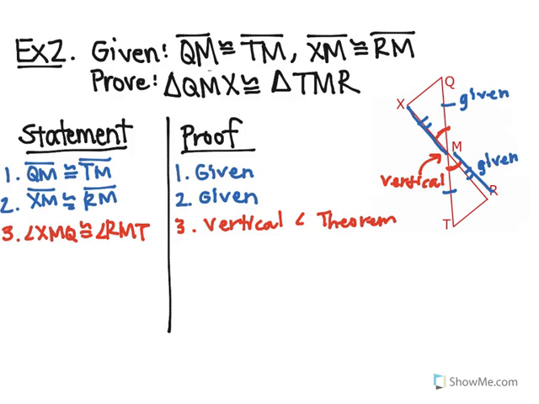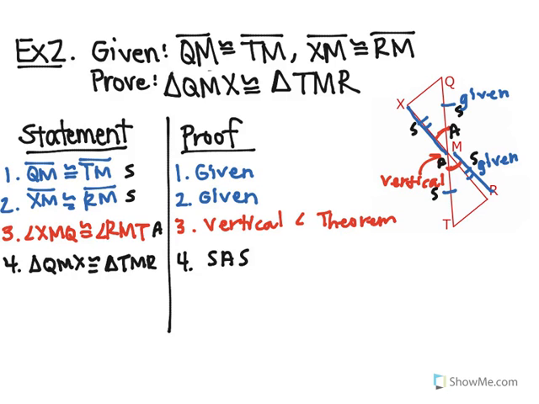Since I've proven all 3 parts that I need, I've got a side, another side, and an angle here. I need to look at my image to see how those are in order. So it's side, angle, side, and side, angle, side, and they match up. So the last thing that I need to write is just the statement of the triangles being congruent. So triangle QMX is congruent to triangle TMR, and it's because of side, angle, side.